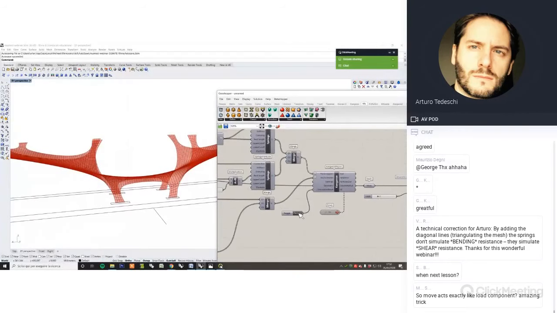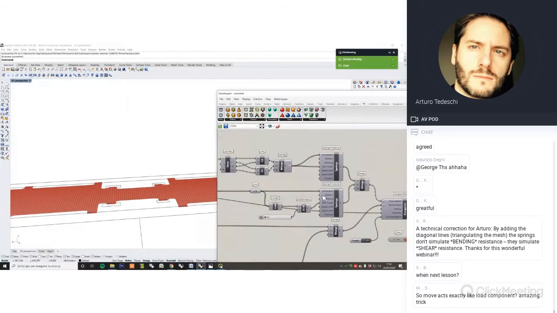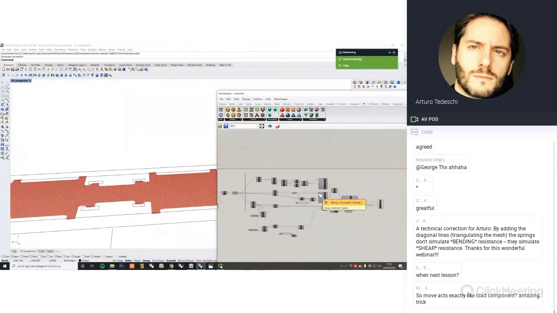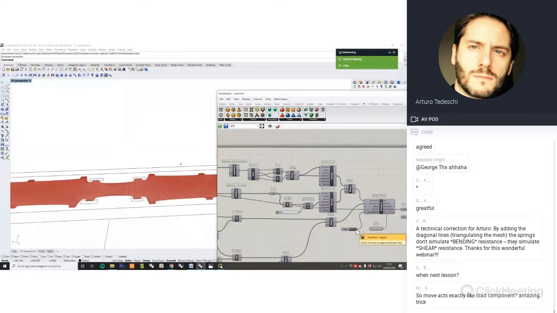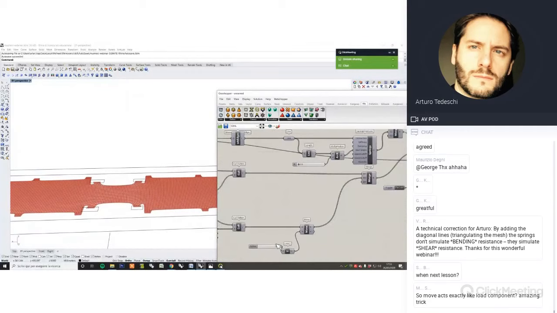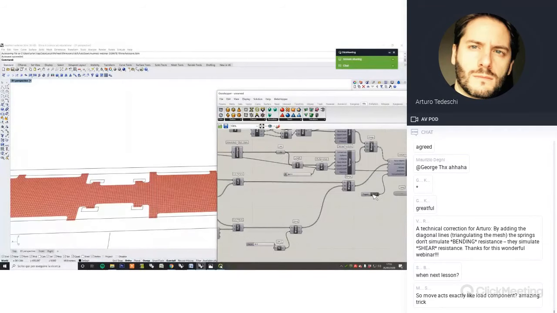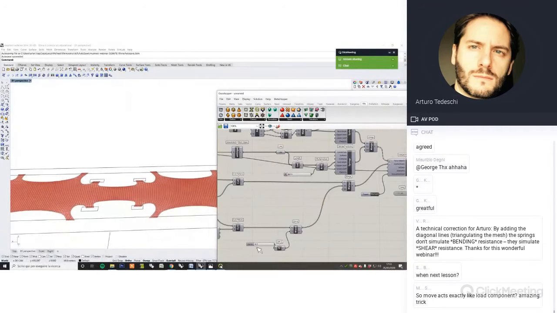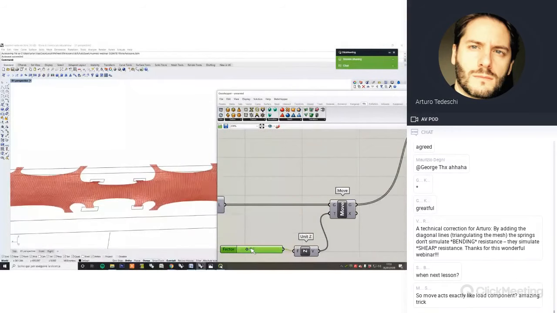So once again, let me come back here. As you can see, as I mentioned before, we need to put this one to zero before running the simulation. Now I can play with this one.